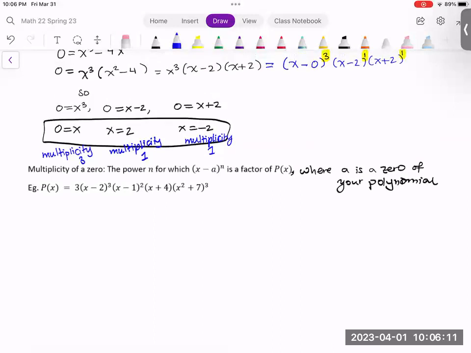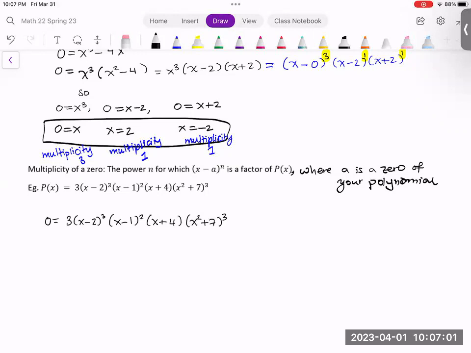So we're going to take a quick look at this example just to make sure we have the feel of this. Here we have a polynomial: 3 times x minus 2 cubed times x minus 1 squared times x plus 4 times x squared plus 7 cubed. Our first step before finding the multiplicity of our zeros is figuring out where our zeros are. So we're going to solve 0 equals 3 times x minus 2 cubed times x minus 1 squared times x plus 4 times x squared plus 7 cubed.